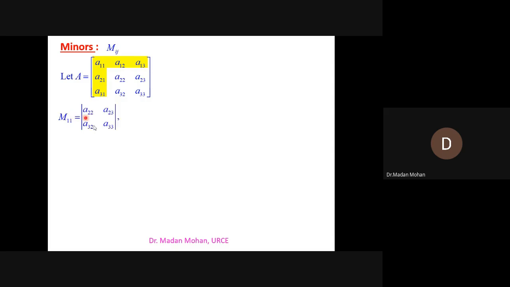If you write it as a matrix, it is a submatrix. But its determinant is called a minor. This minor we denote with M11. Let me show another minor.